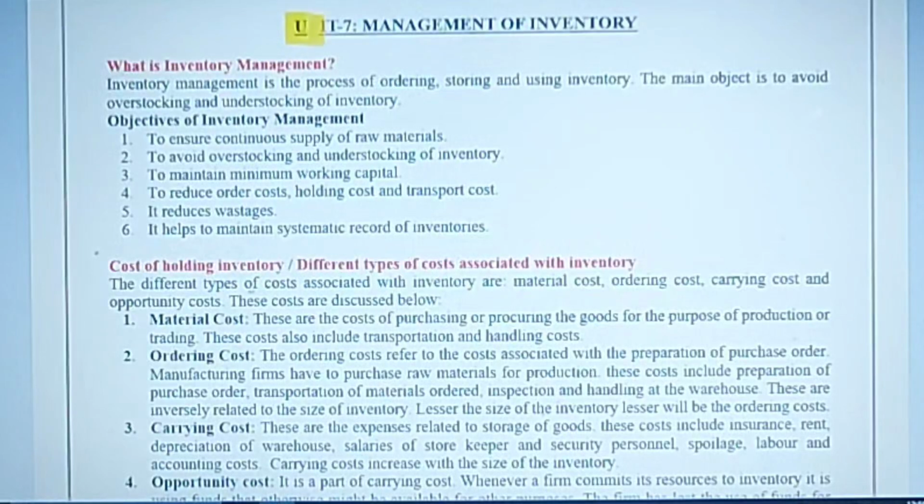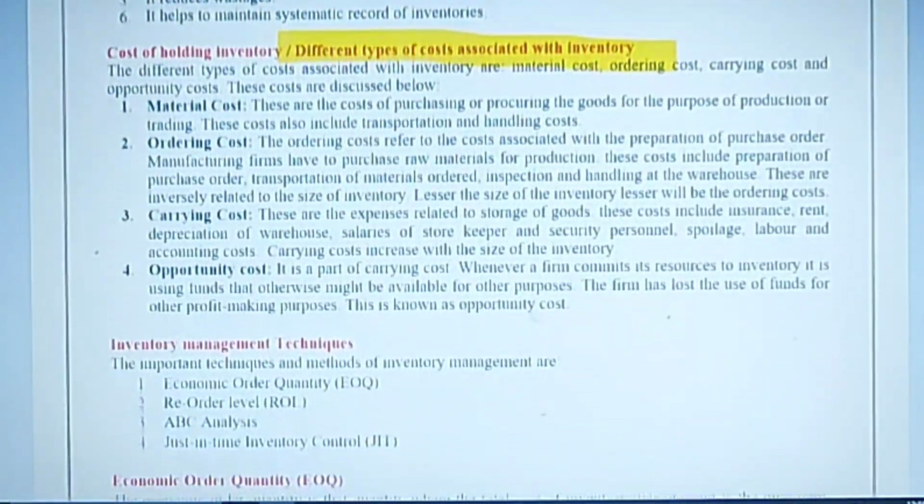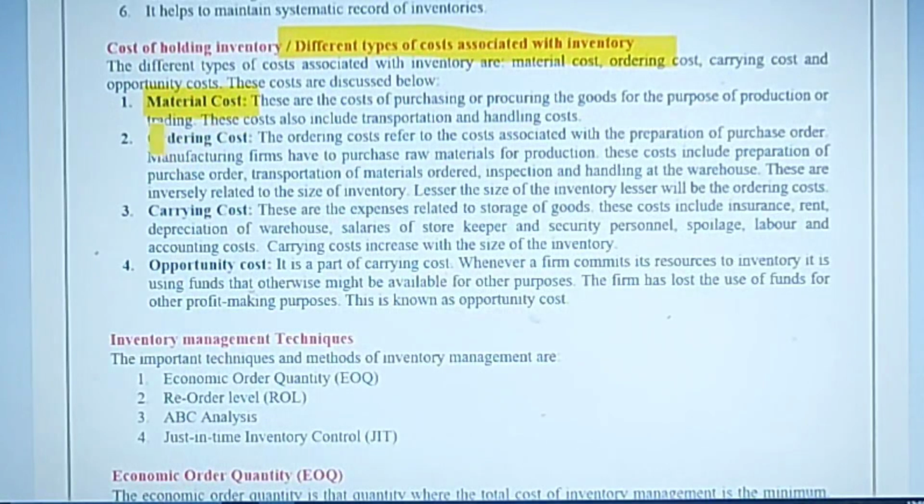Okay, Unit 7 is management of inventory, how to manage inventory. What is inventory management? This you should revise. And what are the different objectives of inventory management, and the different types of cost associated with inventory management, like material cost, ordering cost, carrying cost, and opportunity cost. So these need to be explained.